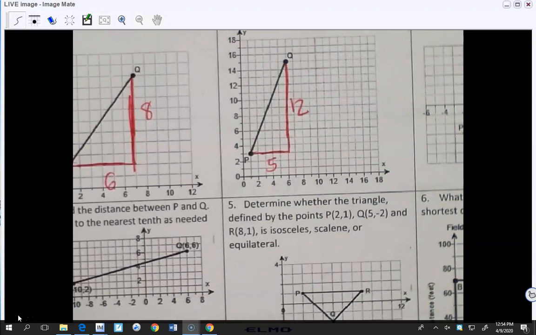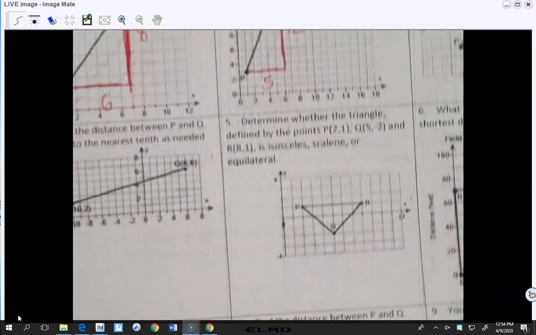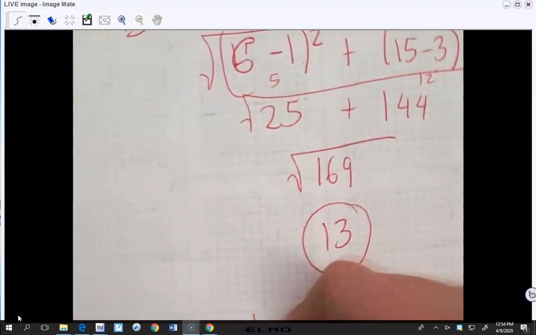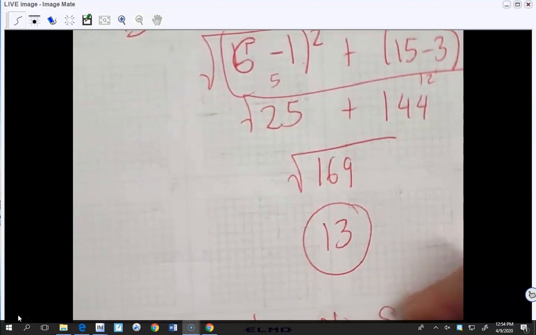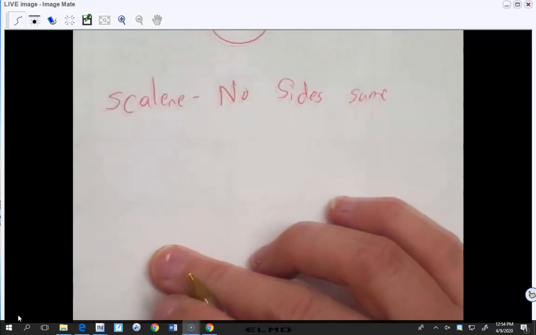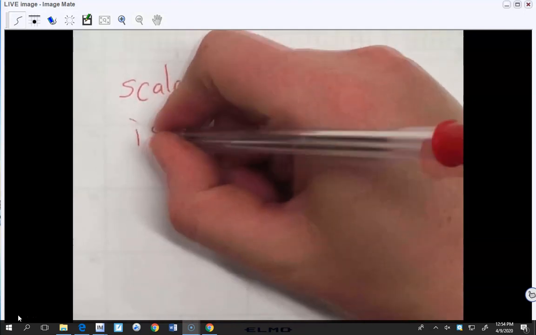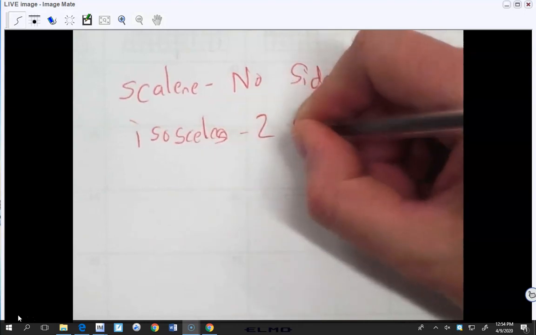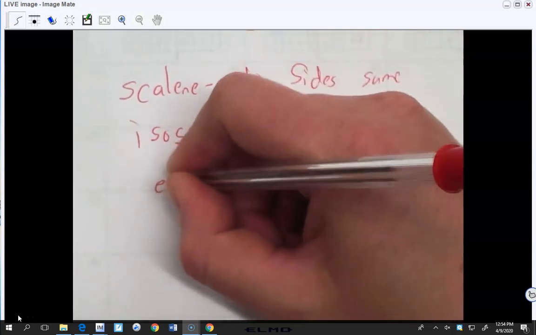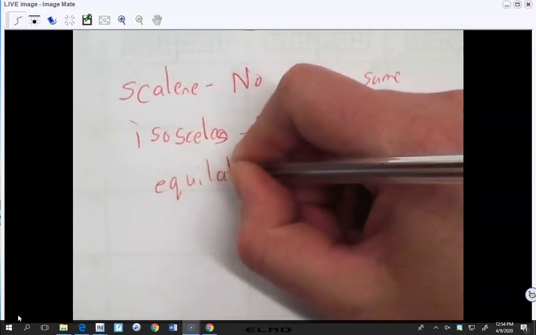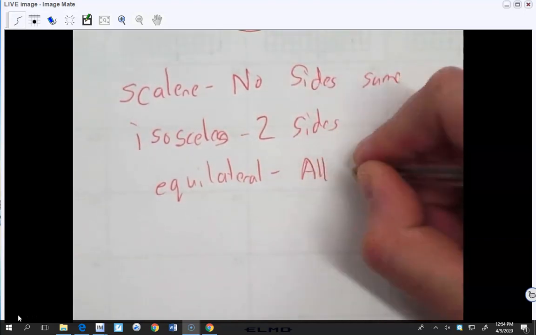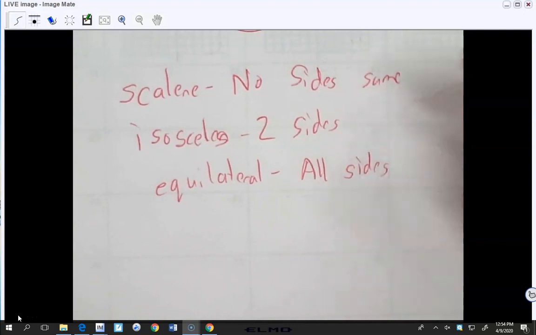One quick thing I want to just make a note of for you is a quick reminder on triangles. Scalene has no sides the same length. Isosceles has 2 sides the same. And equilateral has all sides the same, just as a quick note, because there's some problems on this assignment that ask you to classify if it's scalene or whatever. So be aware of that.